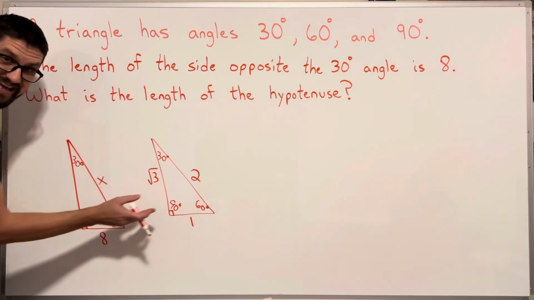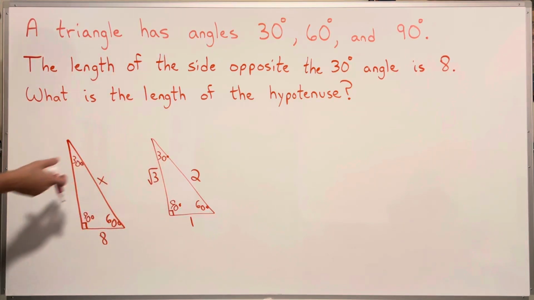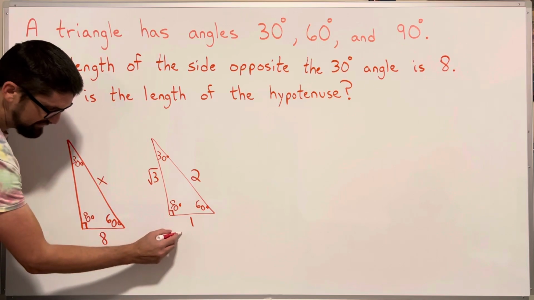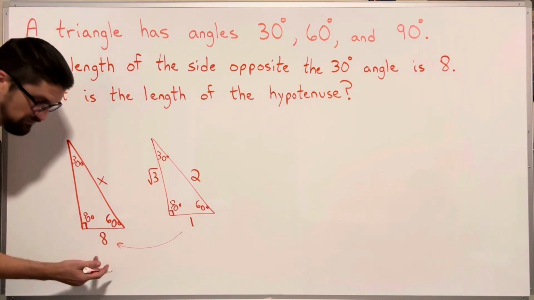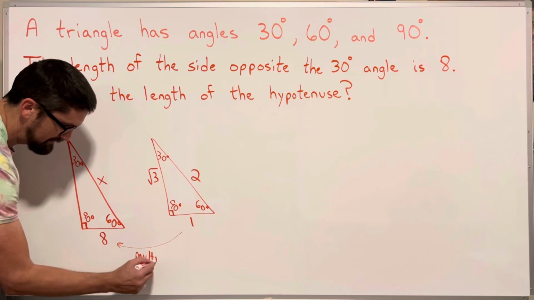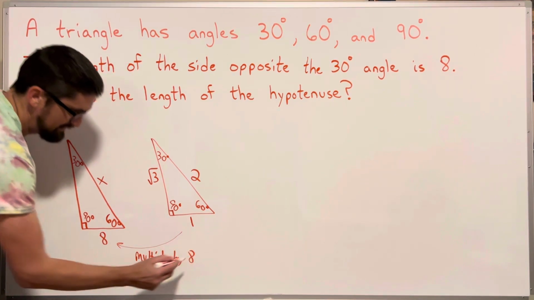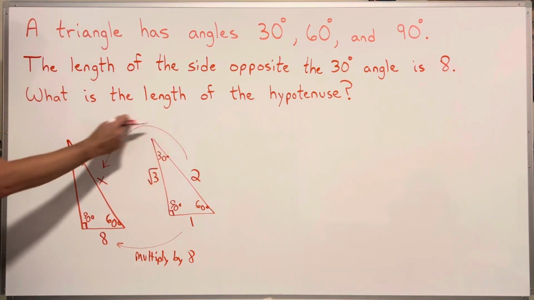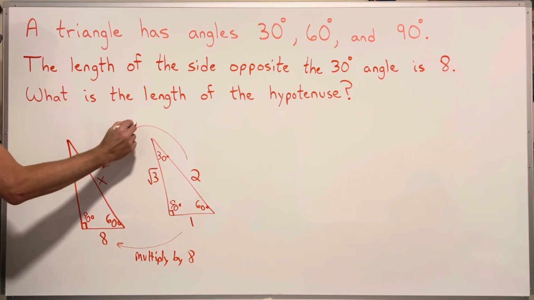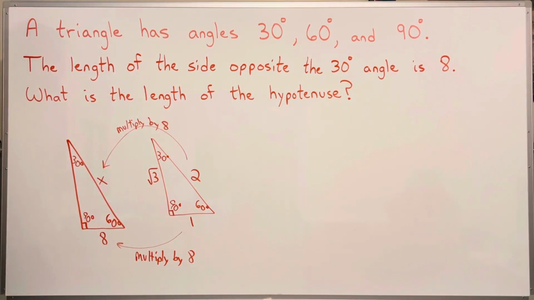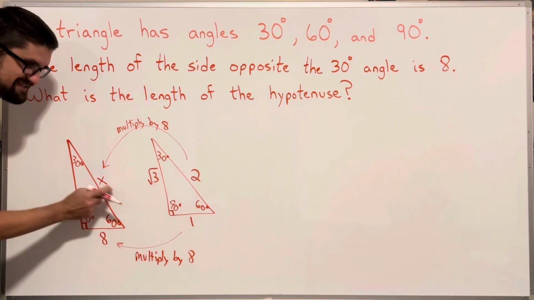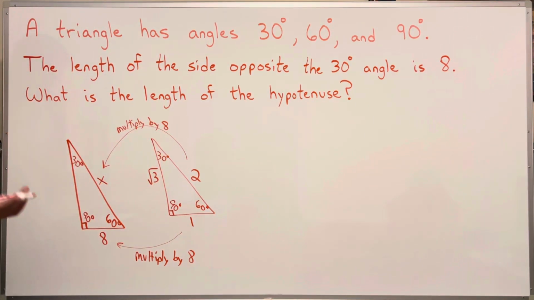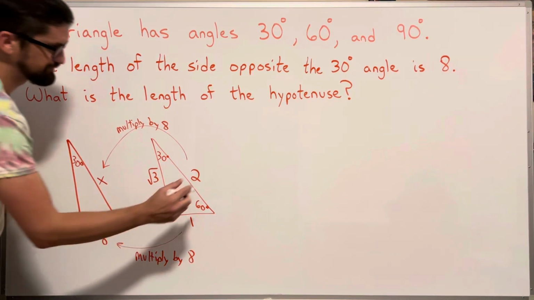So what happens here is that the proportions of the sides are the same. That means 1, to go up to 8, I've got to multiply by 8. And if that 1 is blowing up to 8, then this 2 also needs to be multiplied by 8. So we can do that very simply. We can get the x simply by multiplying the 2 by 8, and that gives me the length of the hypotenuse.